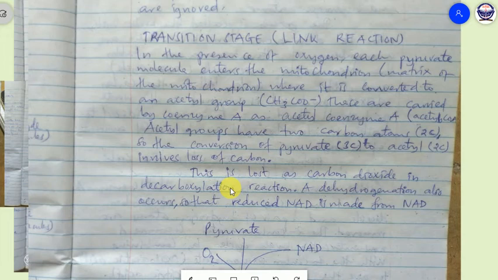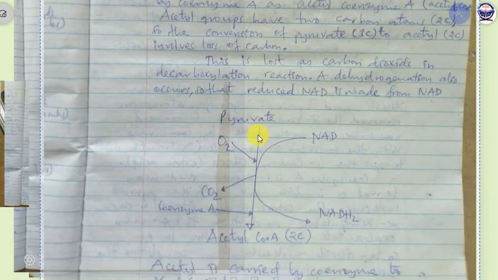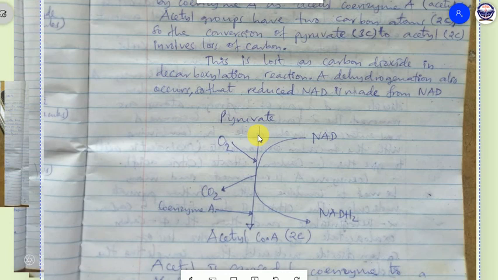So probably the need of oxygen in this reaction is because that oxygen will go to oxidize the pyruvate molecule and then to remove 1 carbon. So this is lost as carbon dioxide in a decarboxylation reaction. A dehydrogenation also occurs, so that reduced NAD is made from NAD.